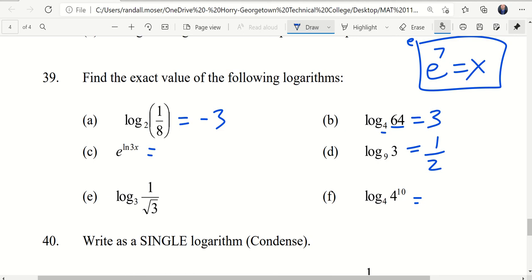Because these are inverses, you can think of the e and the ln as canceling, so this should be equal to 3x. And likewise, the function log base 4 and the exponential function 4 to the x are inverses, so this equals 10. And this is just a value, you can work it out. A square root is a 1/2 power, and a 1 over is a reciprocal, so that's a negative exponent. So log base 3 of 1 over the square root of 3 should be equal to negative 1/2.